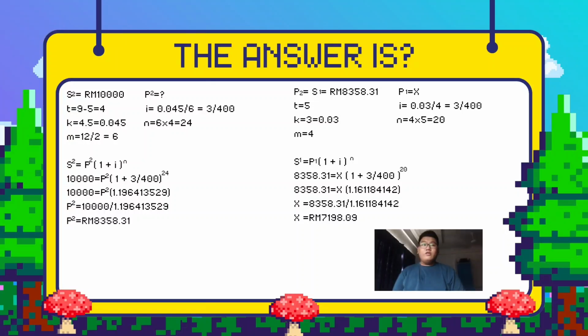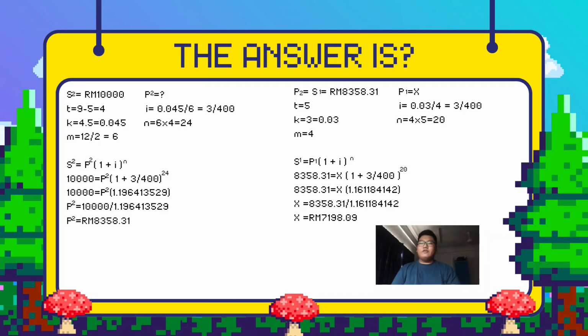First, we're going to list down all the information that has been given. Secondly, we're going to calculate the last 4 years first in order to find P2. The formula we're going to use is the future value formula, that is S2 equals P2 bracket 1 plus I bracket to the power of N. So 10,000 equals P2 bracket 1 plus 3 over 400 bracket to the power of 24. So we're going to solve the bracket first, and then we're going to divide 10,000 by the answer from the brackets, and we're going to get the answer 8,358 ringgit and 31 cents.